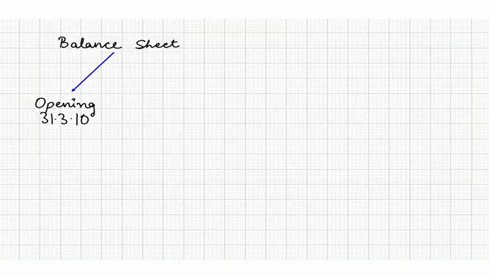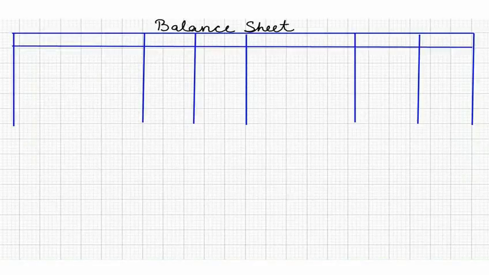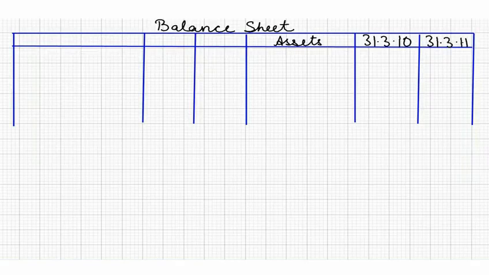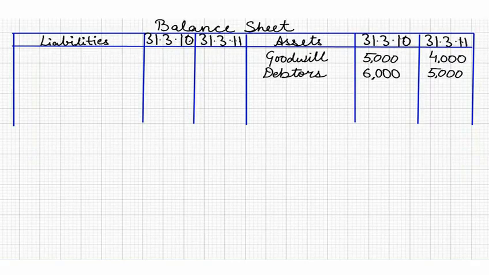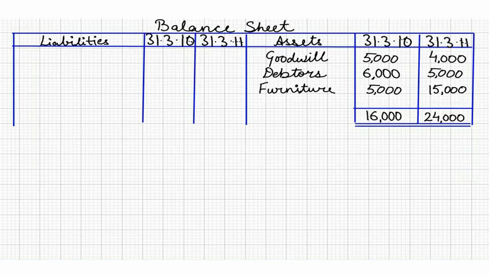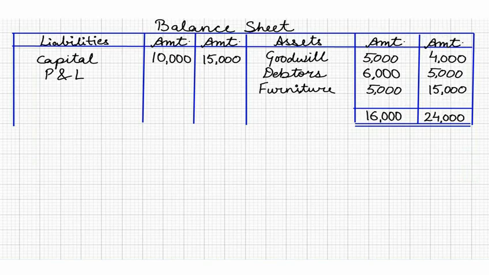Suppose two balance sheets are given, one at the beginning and one at the end. You can call them as on 31st March 2010 and 31st March 2011 in a columnar form. That means two columns on the asset side and two columns on the liability side. Asset side: goodwill 5,000, 4,000; debtors 6,000, 5,000; furniture 5,000, 15,000; total 16,000, 24,000. Liability side: capital 10,000, 15,000; profit and loss account 6,000, 9,000; total 16,000, 24,000.